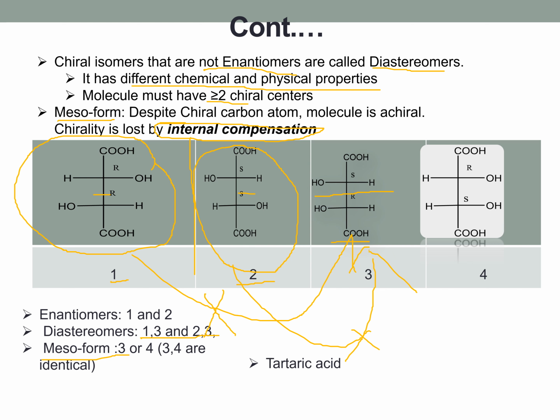Coming to meso-form, in structure 3 there is a plane of symmetry. The upper part is identical with the lower part. Suppose the upper part is rotating in the right hand direction, then the lower part will rotate in the left hand direction, and hence optical activity will be nullified. Hence, this is not optically active and this is not a chiral molecule. This is an achiral molecule.